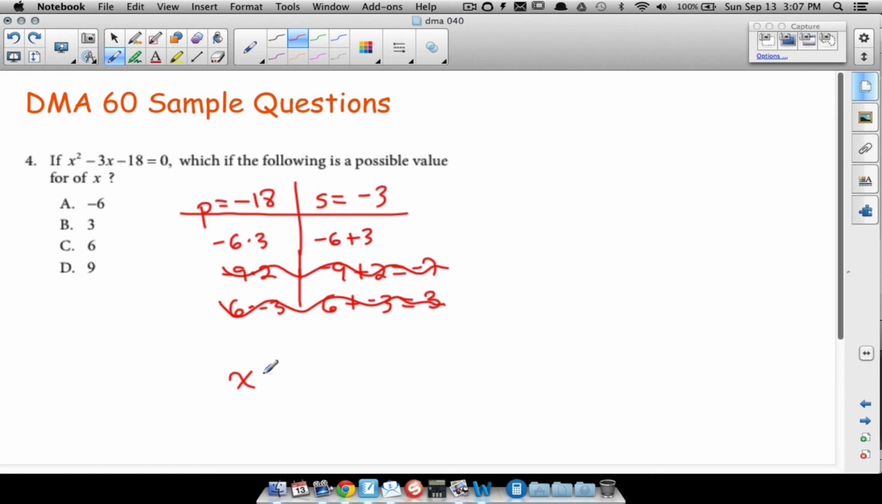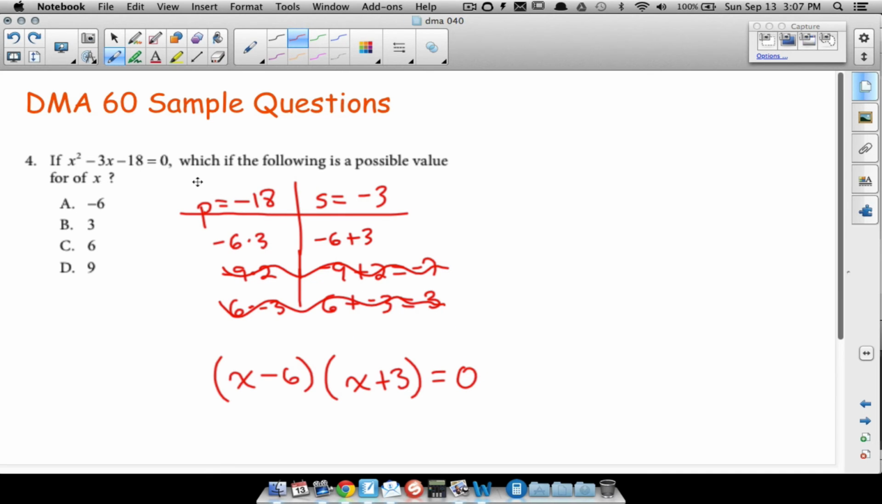Now, I encourage you to go check out my DMA 60 videos. I've got plenty that pertain to factoring. And the shortcut here is this. This is an easier factoring problem compared to some that you may see. But a little shortcut is, if you find these two numbers for this particular problem, not all problems will be this quick, but those two numbers, you just put an X with them. And again, I cover this in more detail.